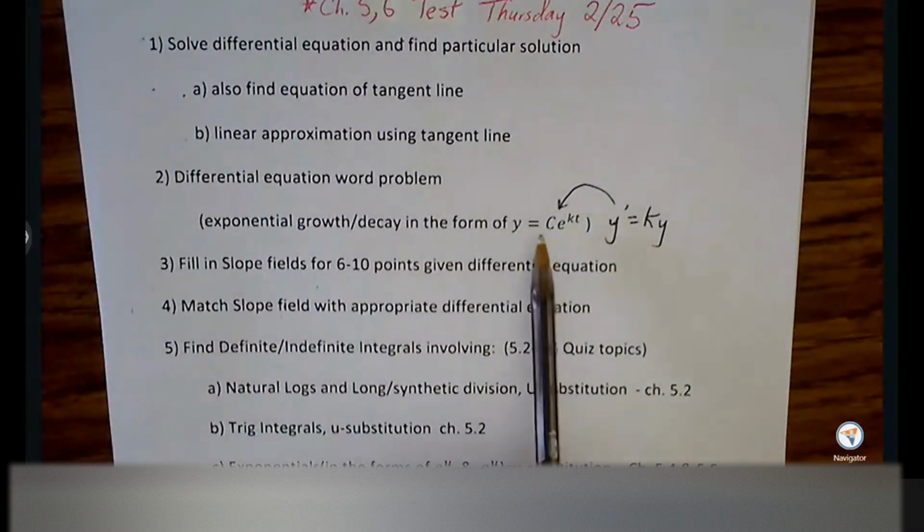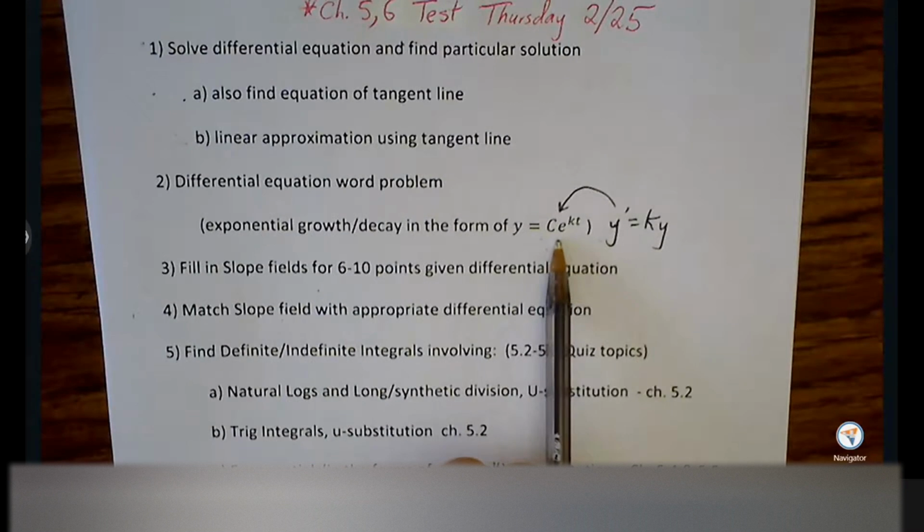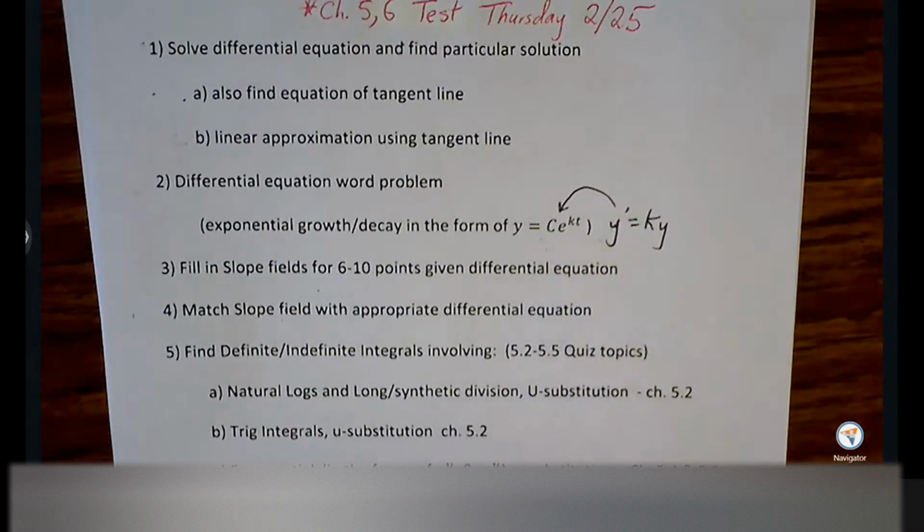And then the other scenario is where you're given an ordered pair that helps you find K, but then you have to go backwards and solve for C. So we'll look at both scenarios of that over the course of these next few days.